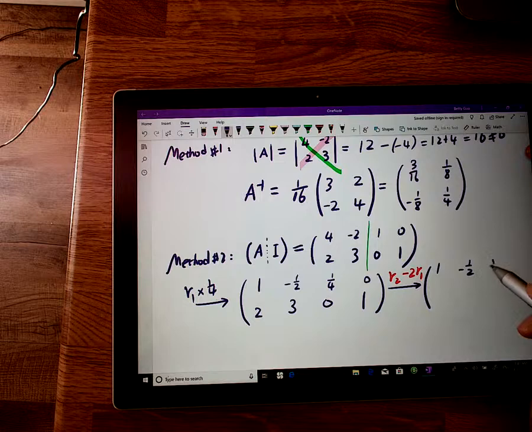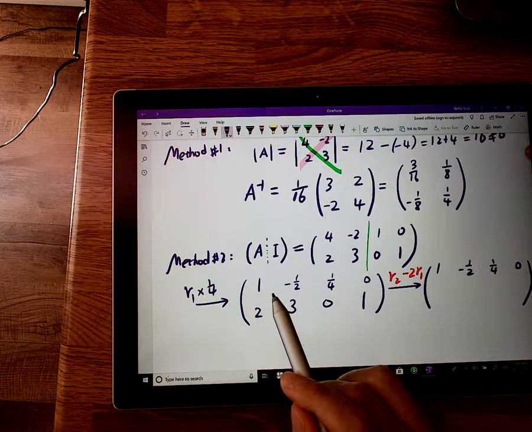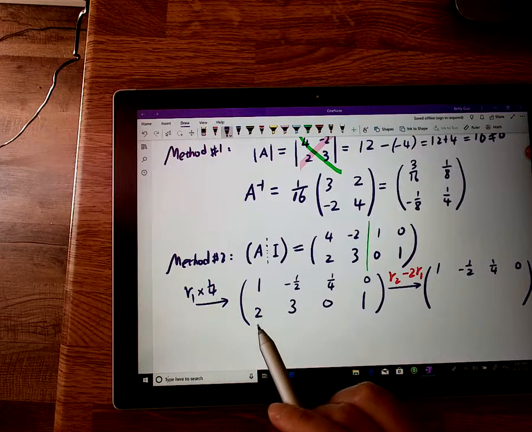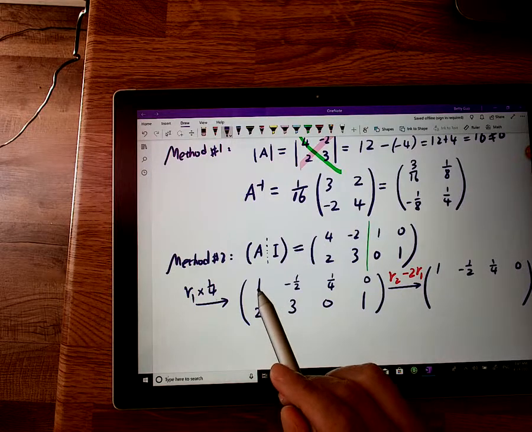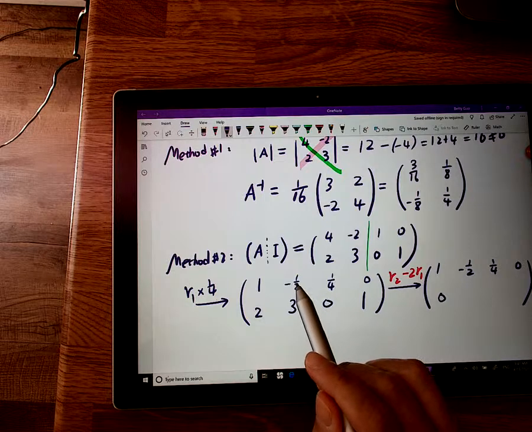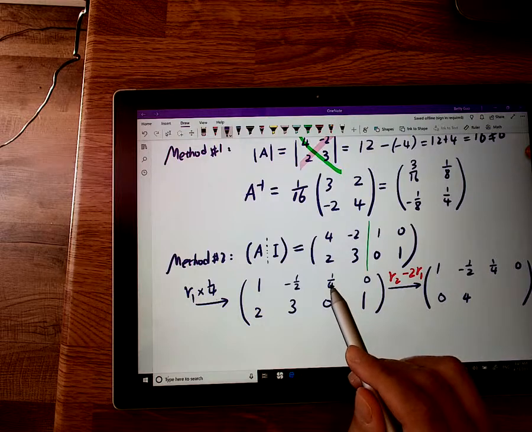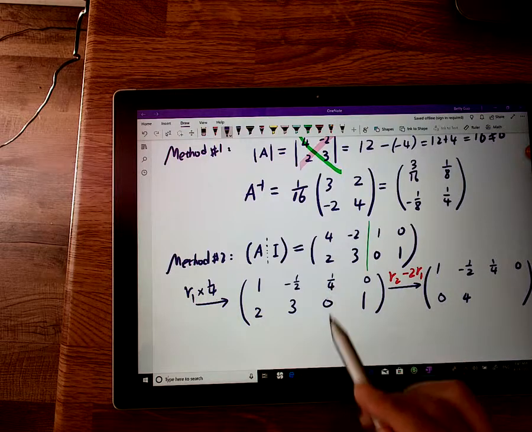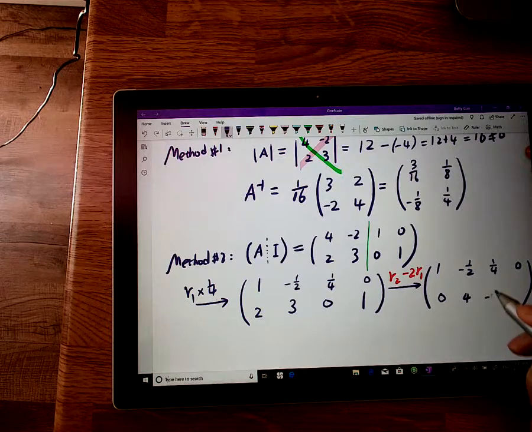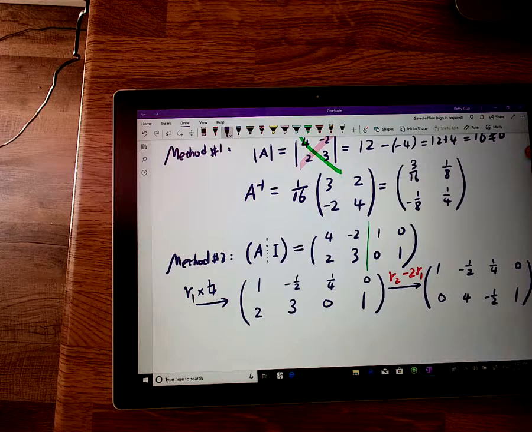1, -half, 1 over 4, 0. Every entry in row 1 multiply by -2 and then add it to the corresponding entry in row 2. 1 times -2, -2. -2 plus 2, 0. -half times -2, which is 1. 1 plus 3, 4. 1 over 4 times negative 2, that is a negative half. Negative half times 0, plus 0, negative half. 0 times negative 2, 0. 0 plus 1 is 1. So far so good? We are getting closer.